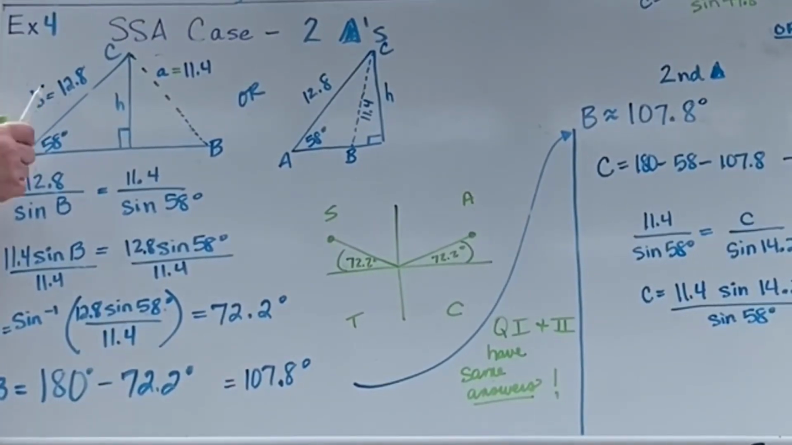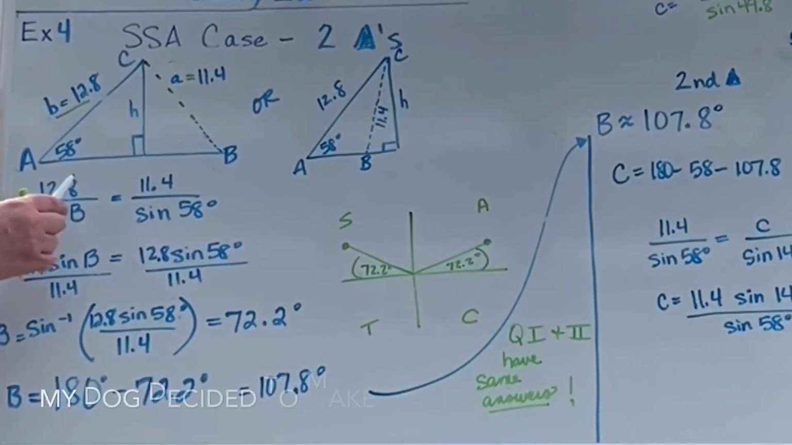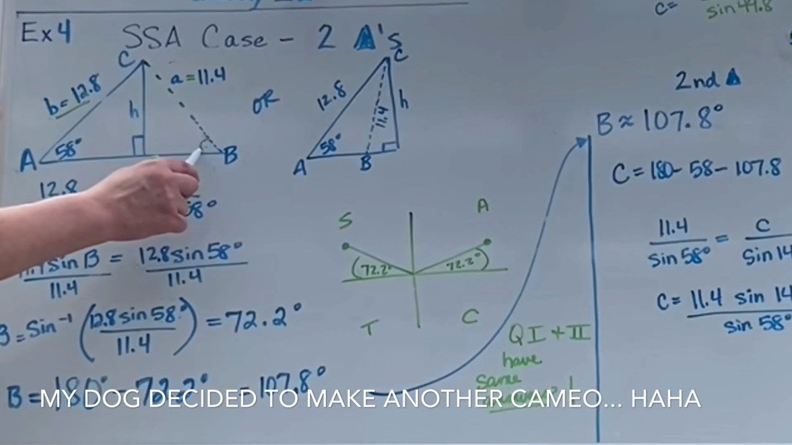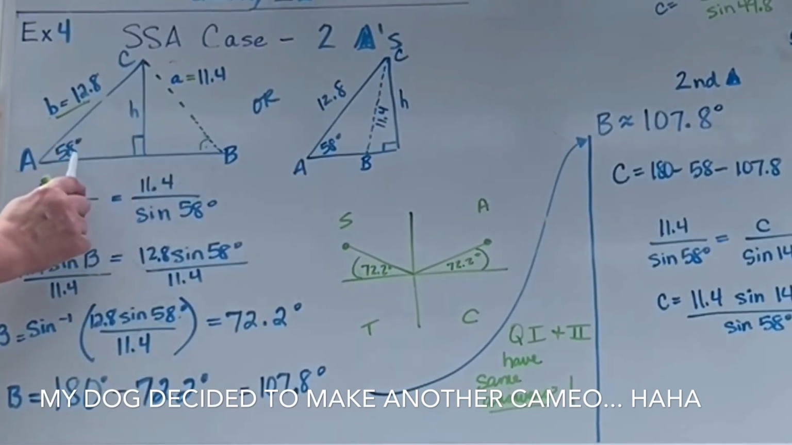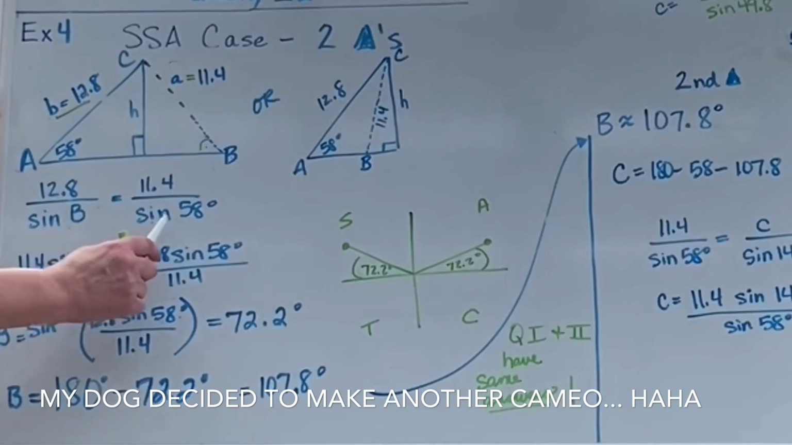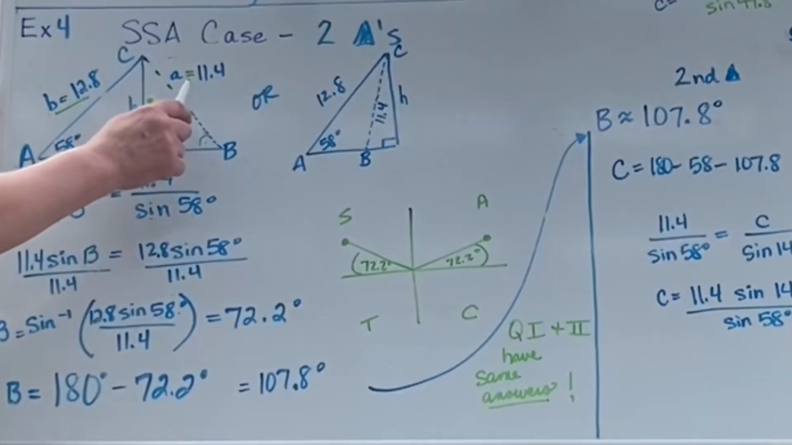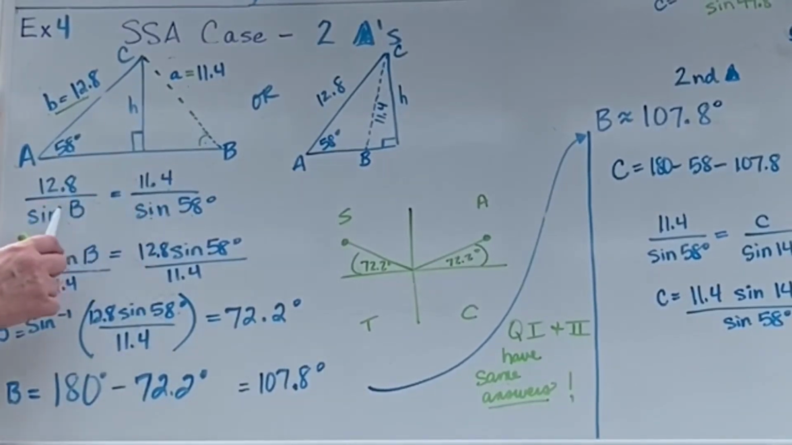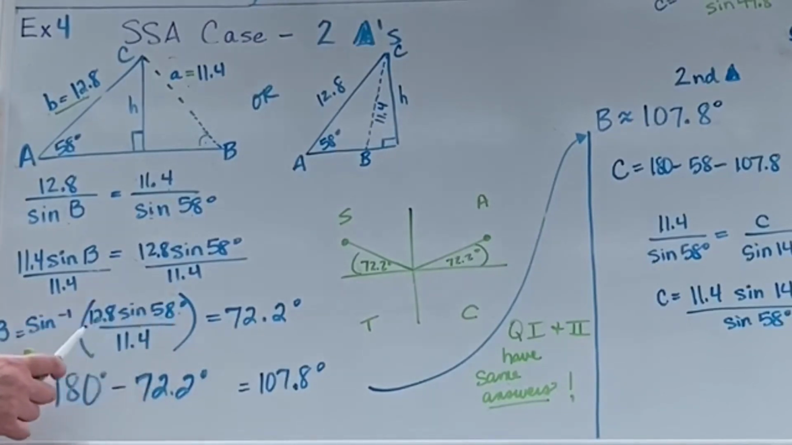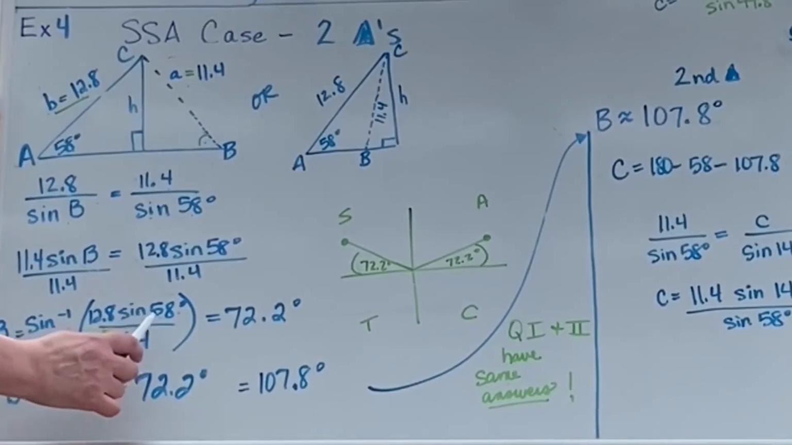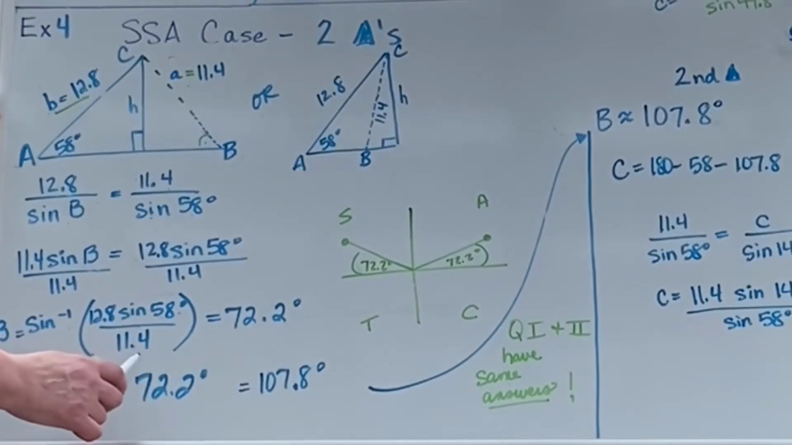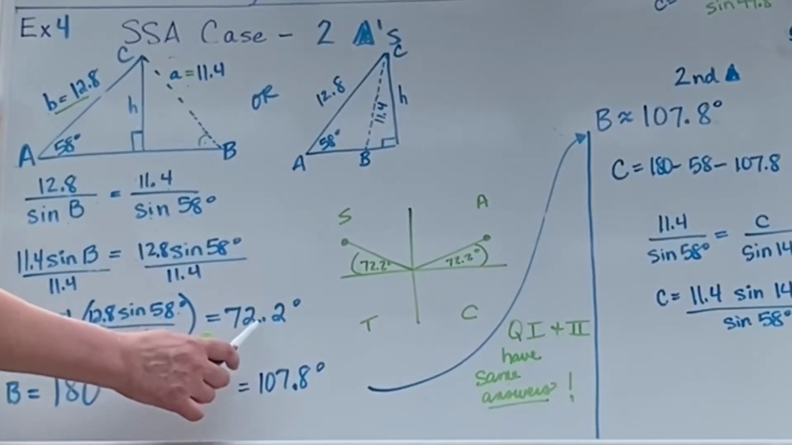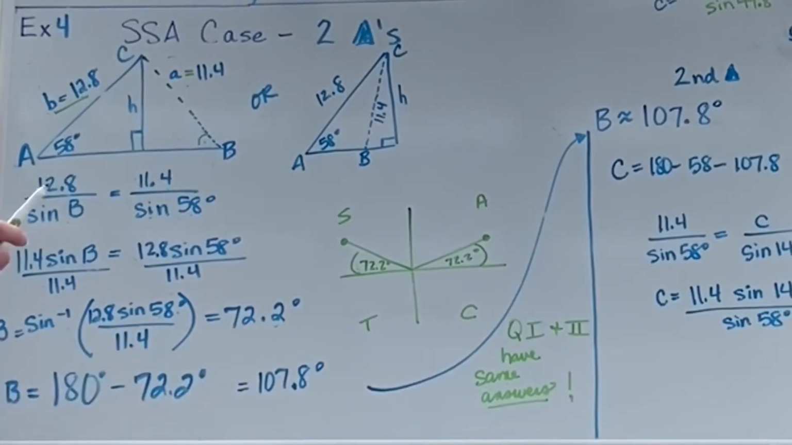So I take my side B and I write it in, and across from it is angle B, which I don't know. And then I take side A and I write sine of 58 degrees, and I put the length directly across from it, 11.4. I'm going to cross multiply, divide, and I'll punch this in my calculator. The inverse sine, because I'm trying to find the angle, of 12.8 times the sine of 58 degrees, all divided by 11.4. And I end up with 72.2 degrees.